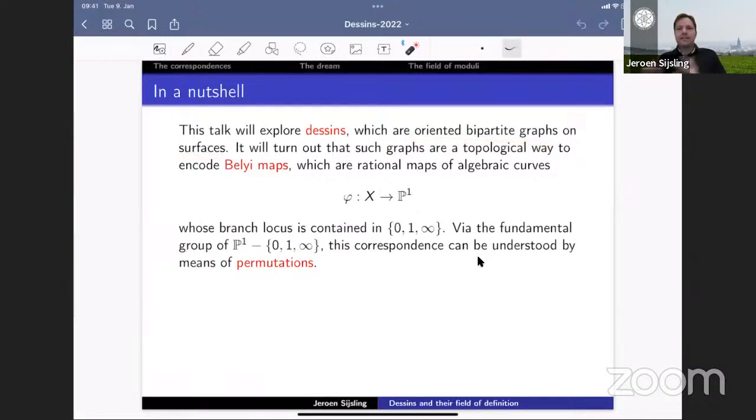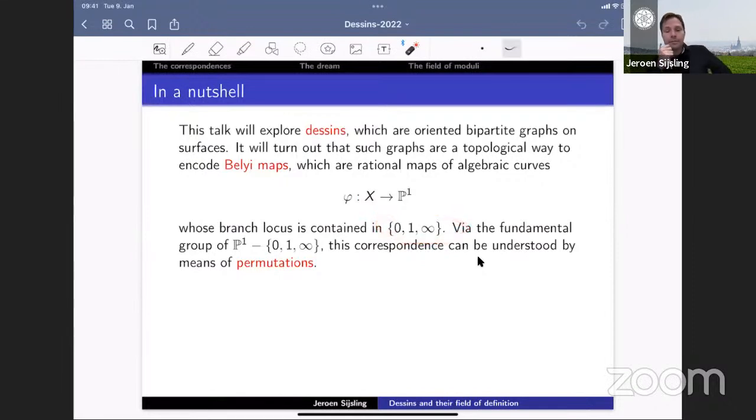And these Dessins are a way to encode algebraic geometric objects called Belyi maps. And Belyi maps on an algebraic geometric level are rational maps, in fact morphisms. I write rational maps, but the word morphism would have been just as well. Morphisms of algebraic curves. So your X is an algebraic curve, and you get a morphism of finite degree to P1, and you want that morphism to have a branch locus contained in 0, 1, and infinity, meaning that almost everywhere, if you look in the fiber, there's just single points, except over these points.